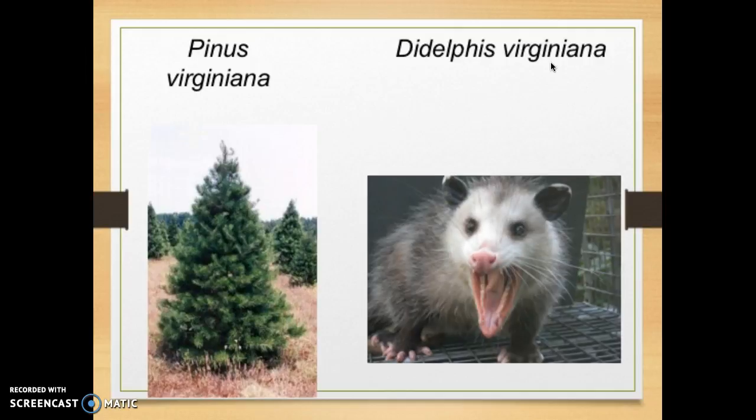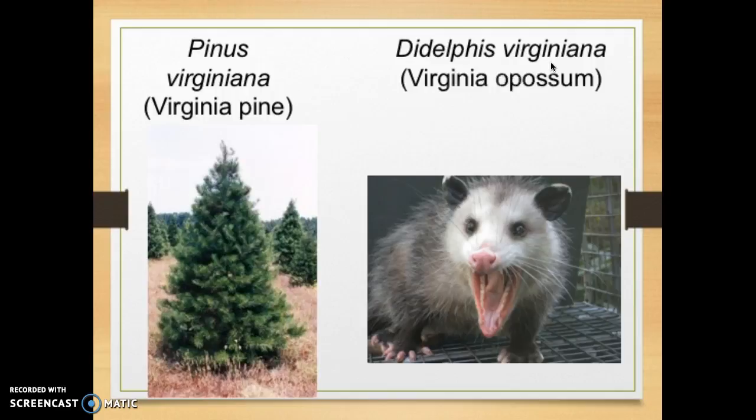Okay. Now what do you think? Are these the same organisms? On the left, we have the Virginia pine, and on the right, we have the Virginia opossum. Okay, so we always use the genus and the species name to identify an organism.